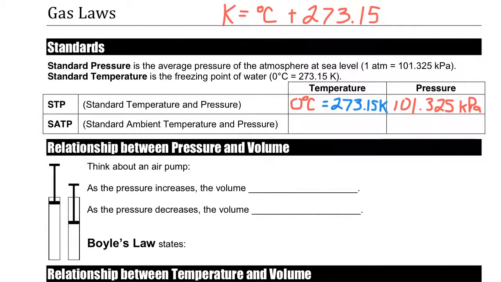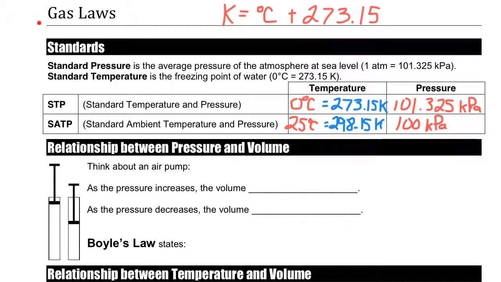There's something else, standard ambient temperature and pressure, so SATP. This modifies the temperature to a more comfortable 25 degrees Celsius, and it changes the pressure to a nicer number, 100 kilopascals. It's just a nicer number to deal with when you're doing your math. So just so you are aware, when the question says STP or SATP, this is what they mean. They're telling you the temperature and pressure.